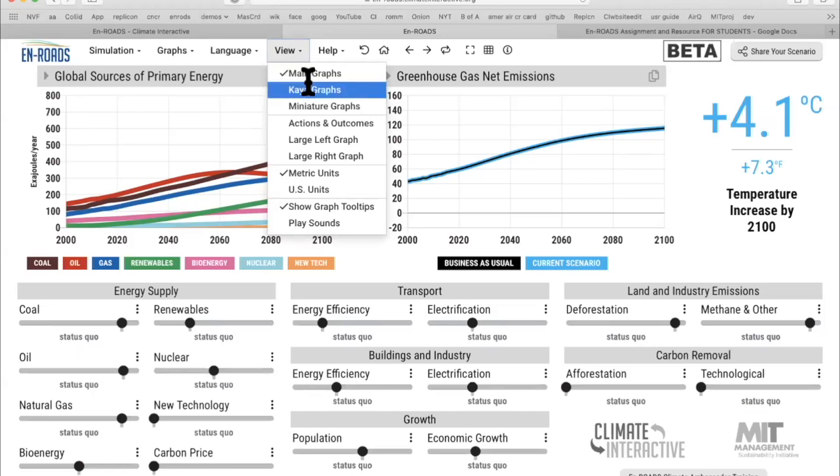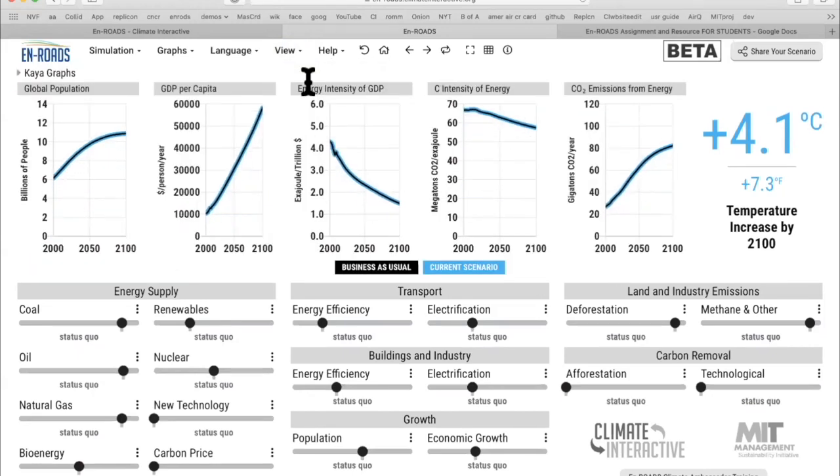View the Kaya graphs. Kaya is the Japanese guy who came up with a really great equation, which is population times GDP per capita, that is, growth of goods and services per person. Multiply the two together, you get GDP. Multiply it by the energy intensity, how much energy it takes to deliver a dollar of value. See that number falling? That's because we get more efficient with technologies. Also, it's the shift to a service economy. Multiply the three together and you get total exajoules, all the energy used on Earth.